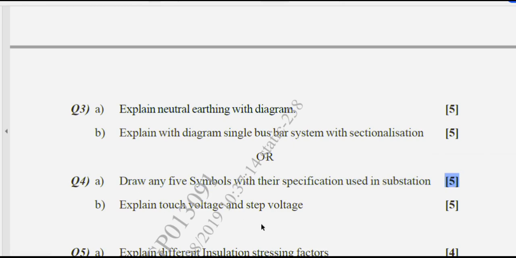A simple question. Again, the second question is explain the touch voltage and the step voltage. This step voltage and touch voltage is a very simple concept, and those who have missed this topic can search with my name on YouTube and they will get the result of touch voltage and step voltage. Here I am going to explain in simple terms what touch voltage means.